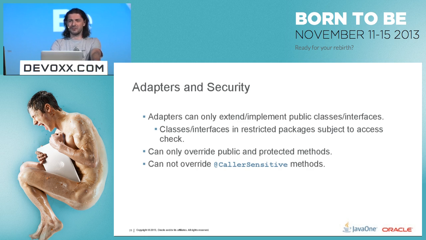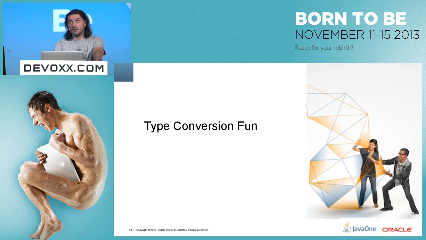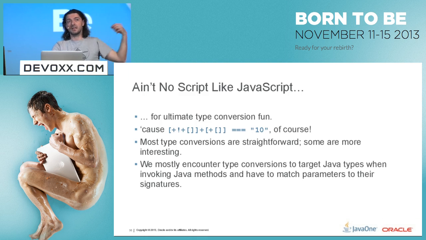Security, and I'm coming back to security a lot in this talk. Again, you can only extend public classes and interfaces, and you can only override public and protected methods. I mean, yes, you can override protected methods, obviously. You can do it in Java as well. So in Java, you can also take a class, subclass it, take a formerly protected method, redeclare it as public, and then just delegate to it as a super, right? So it in itself is not a security hole.